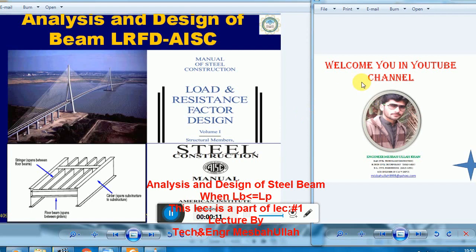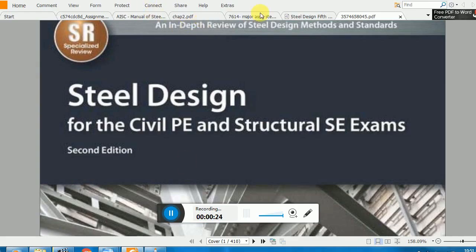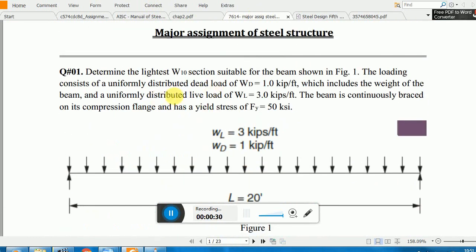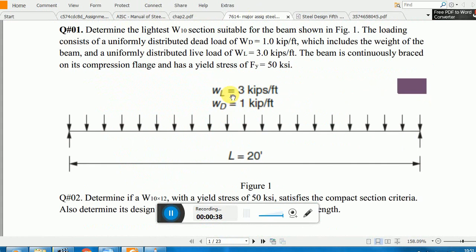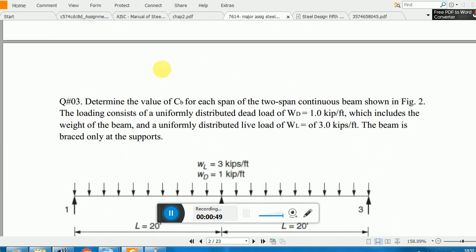Students, welcome you all. In this lecture, we are going to cover analysis and design of beams. This is a part of lectures 1, 2, 3, as we did some examples of beam design. So you see here, determine the lightest W10 section suitable for the beam shown in the figure, and we did this question number 1. Our present lecture is related to, or you can say a part of, these 2-3 questions that we covered here.